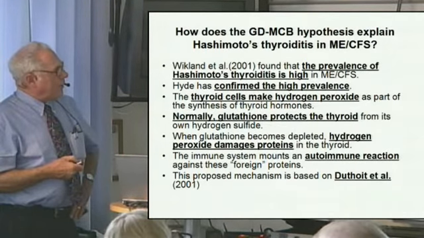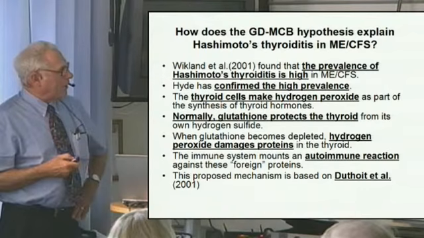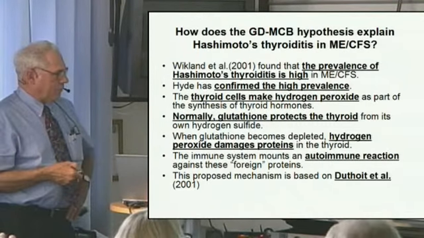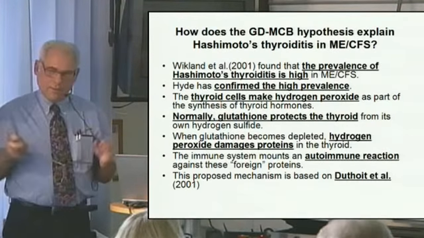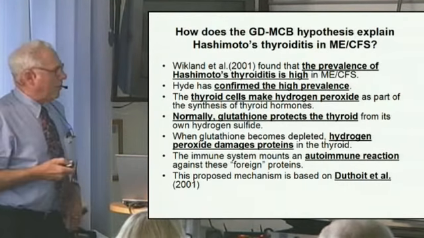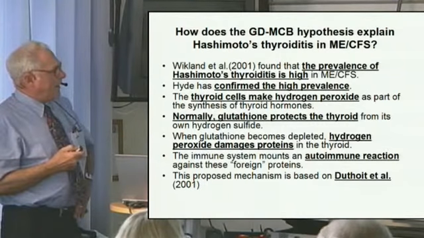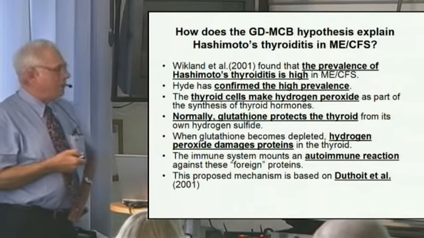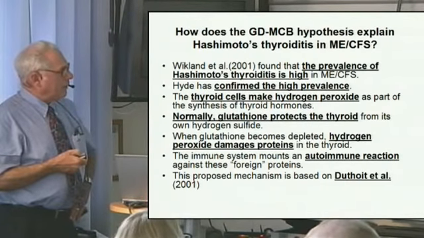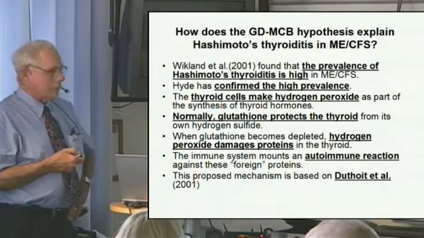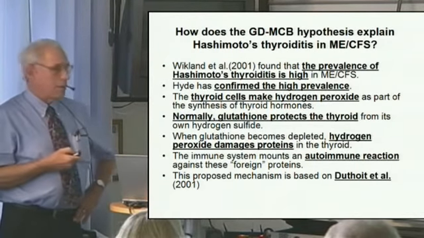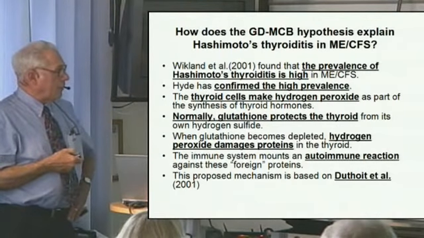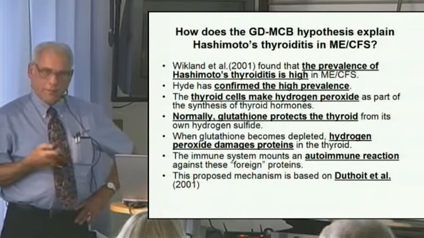Okay, thyroiditis, Hashimoto's. Now, what I've done is adopted this model from Du Thot here, okay? And there may be more going on in the thyroid than I'm talking about here, but I think this is one thing. This gentleman is from Sweden, I believe, right? Wickland. And he found that something like 40% of the patients had this Hashimoto's thyroiditis. And Byron Hyde in Canada has confirmed that it's very high. He sees a lot of it.